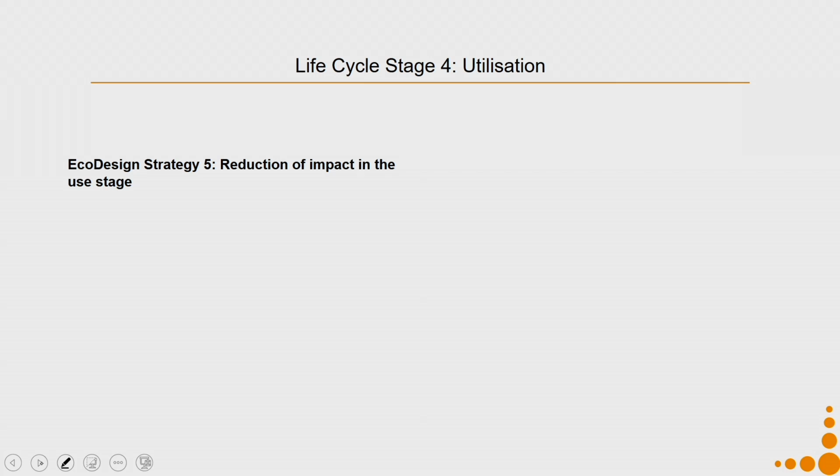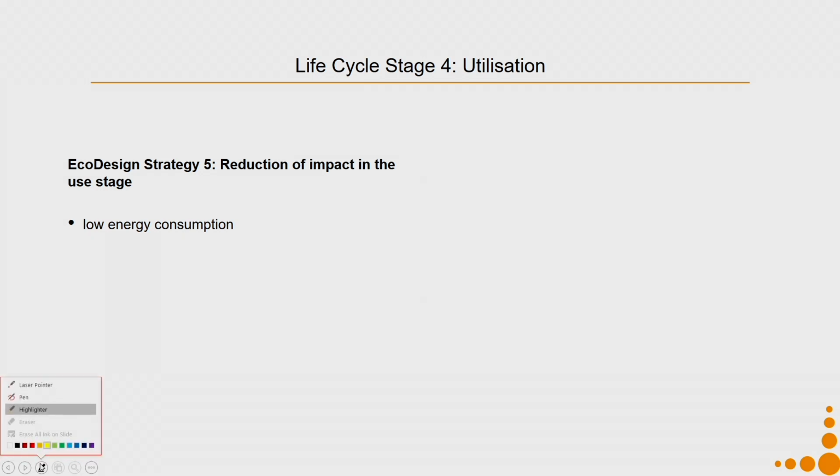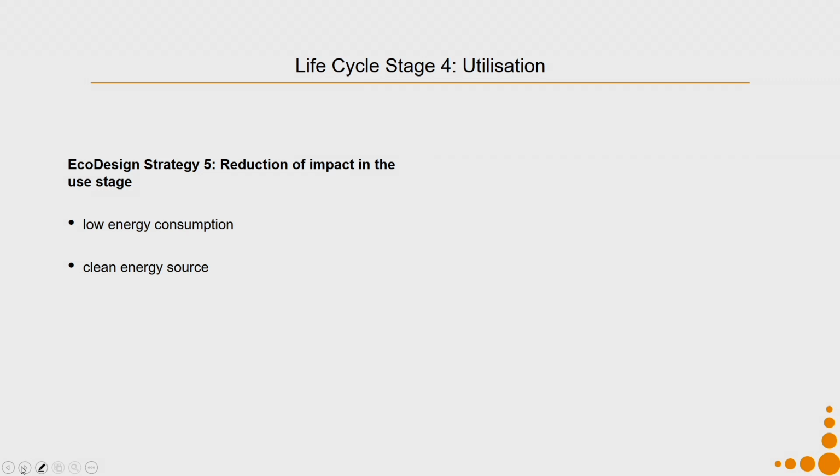So, what are the eco design strategies that we can use in the utilization phase? So, reduction of impact in the use stage by reducing the energy consumption, by using clean energy sources, by using few consumables, or by using clean consumables. So, you can choose cleaner consumables by using the iDemat software. By no wastage of energy or consumables.